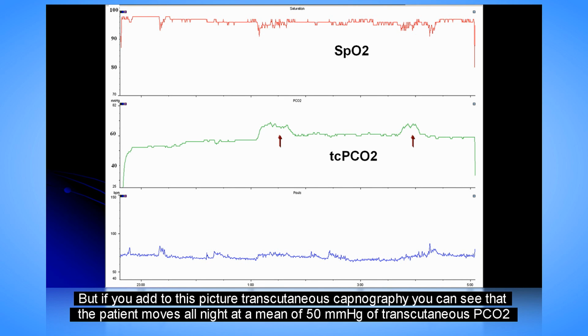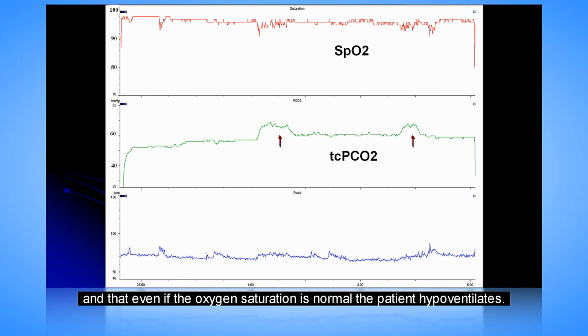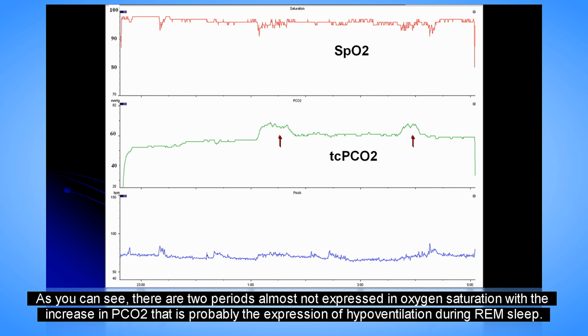But if you add to this picture transcutaneous capnography, you can see that the patient stays all night at a mean of 50 millimeters of mercury of transcutaneous PCO2. That is, even if the oxygen saturation is normal, the patient hypoventilates. And as you can see, there are two periods almost not expressed in oxygen saturation, with an increase in PCO2, that is probably the expression of hypoventilation during REM sleep.